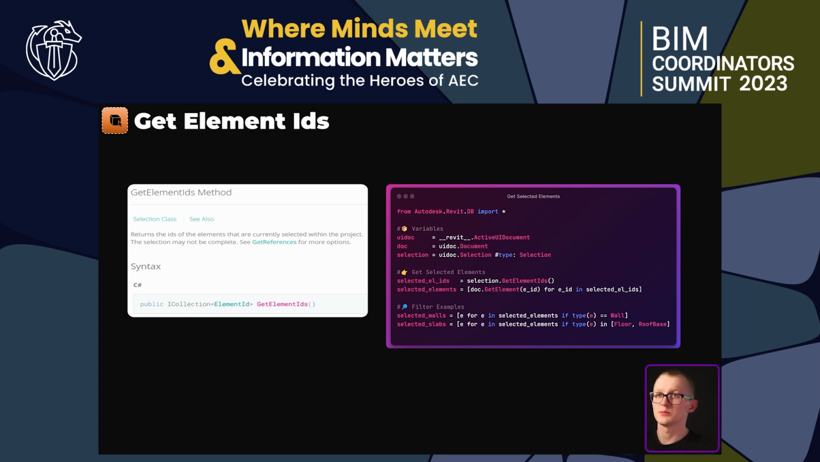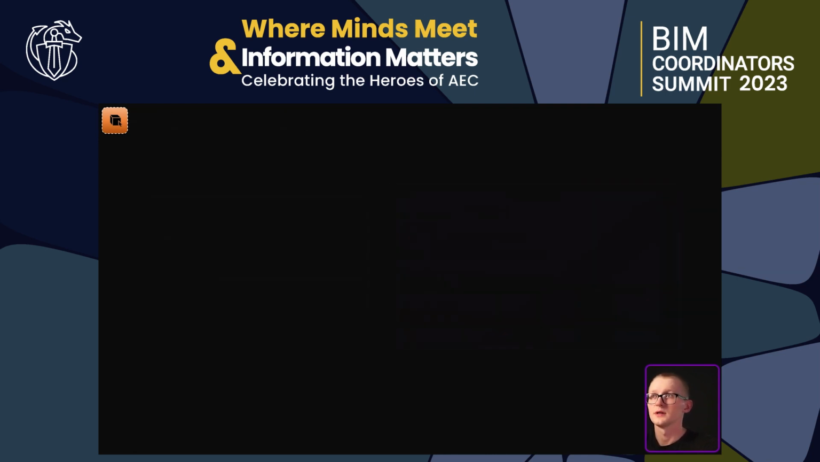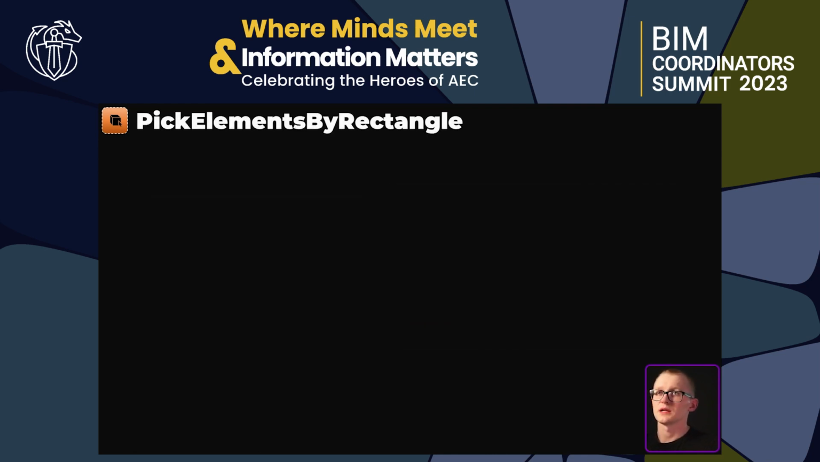I still have my imports and defined variables, and then I use this get element IDs on my selection variable. Since it's returned you element IDs, I want to turn it into elements by using get element method. And this is the list comprehension that you can see: doc.GetElement(element ID) for element ID in selected element IDs. And after that, you can also filter it based on different types. For example, you can only filter to see selected walls or selected slabs or any other class or any other parameter that you want.